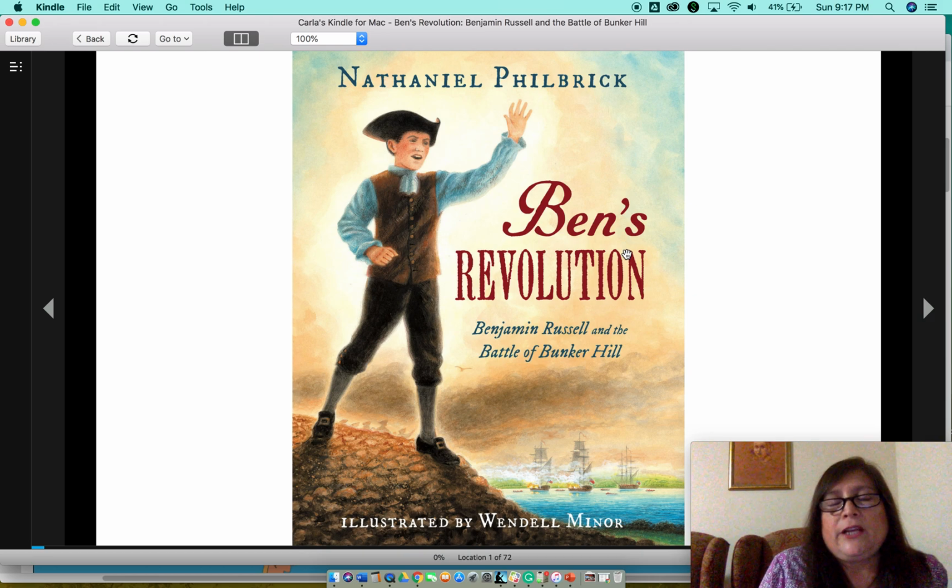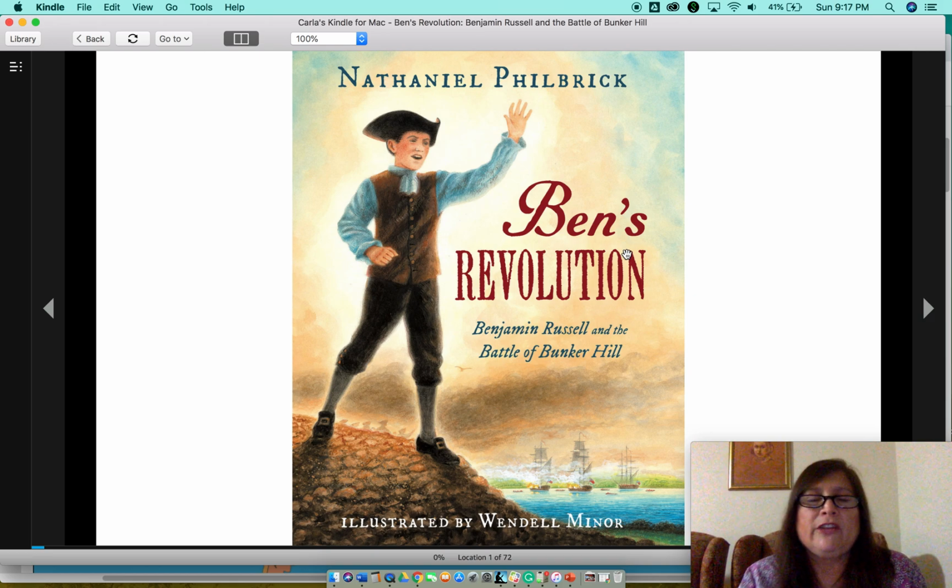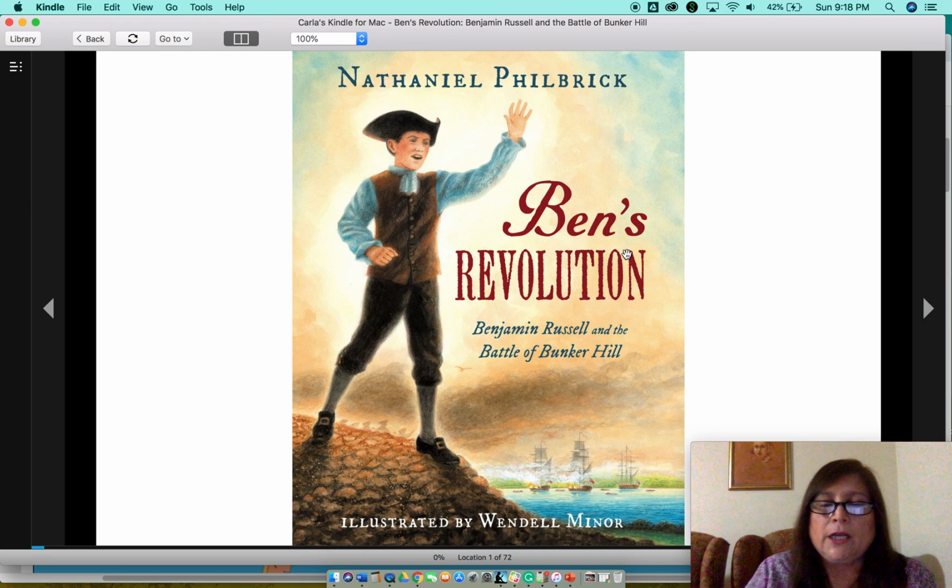So what do you see on the cover of the book? Yes, we see a boy and he's waving, and he is dressed. Is he dressed like we dress nowadays? No, that's right. So he's dressed like they used to dress back then in 1773, where the story takes place in colonial times. And the title is Ben's Revolution, so that might be Ben. And we also see ships here.